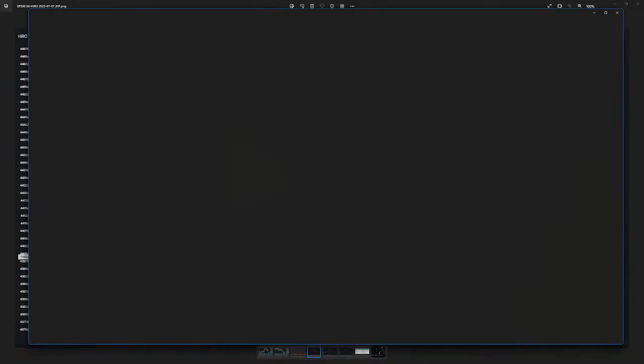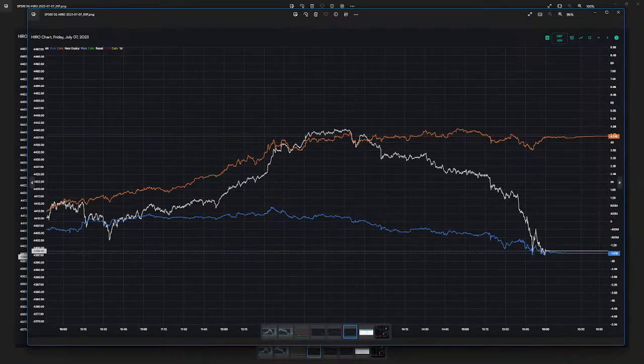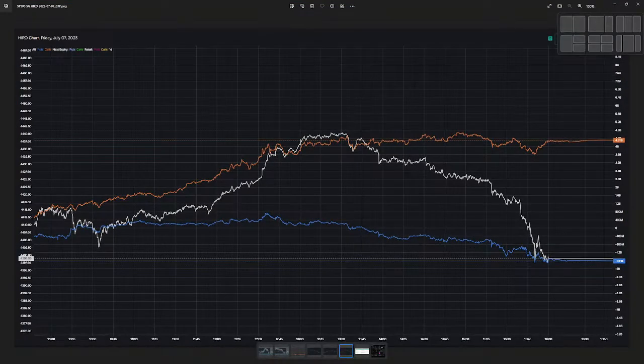Let's take a look at one other Hero chart. This is separating out puts and calls. Again, this is a review from Friday. And this, I think, is a little bit more clear. As price was moving up toward that level, that upper daily expected move, traders were buying calls, not doing much with puts. This blue line showing puts is pretty flat.